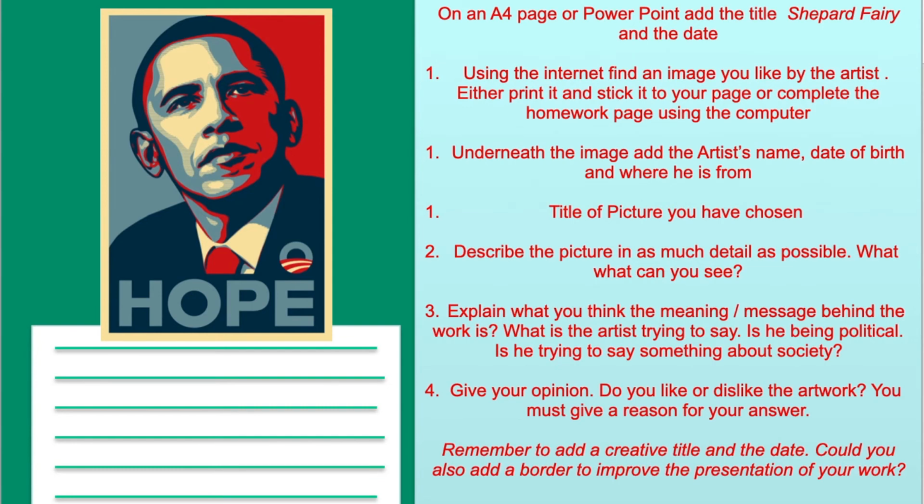This time I would like you to choose an image to talk about. You can either do this on A4 paper and choose an image. If you don't have access to printing an image off, you can just write down which image you would like to talk about and I'll be able to get one for you. You need to put a title of the picture that you've chosen and write down as much detail as you can about the image. What can you see in the image? And then you need to explain what you think the meaning is.